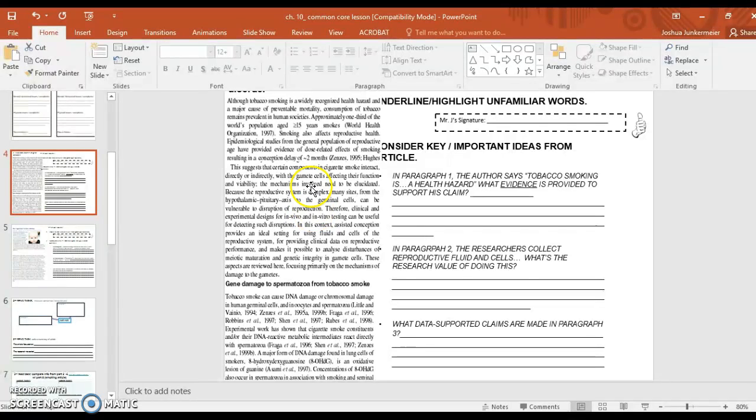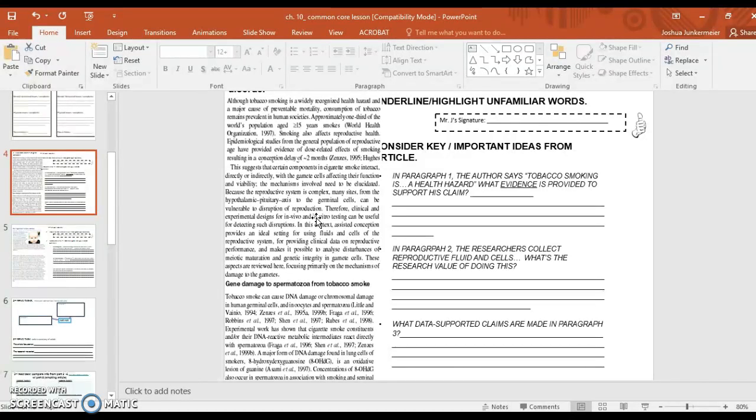So if the parents were smokers, this article has a lot of terms that are complicated, so you should be able to underline or highlight at least 10 to 20 terms. You should have tons of highlighting or underlining in there. Also, you should not be expected to understand every part of this article about cigarette smoke and its effect on sperm, but you should be able to pull general ideas of what they're saying, or you should be able to talk to me and try to better understand the article.